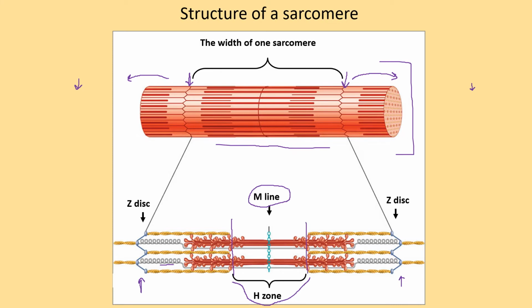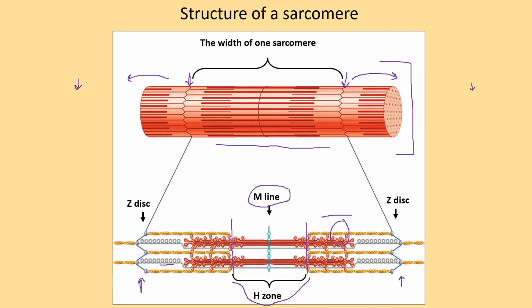And this is certainly not a complete coverage of the structure of a sarcomere. There are other structures that we could name here, but these are the most important structures for understanding the physiology of muscle contraction. During muscle contraction, these myosin heads are going to physically pull on the thin filaments.